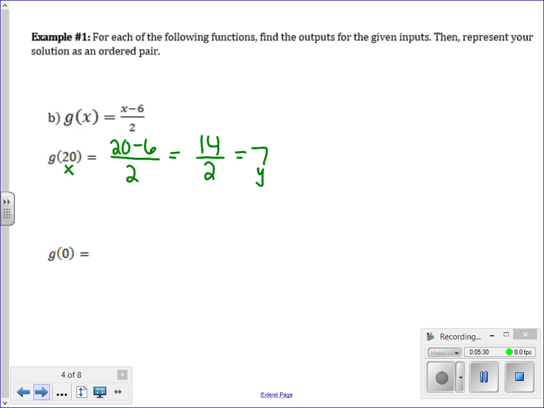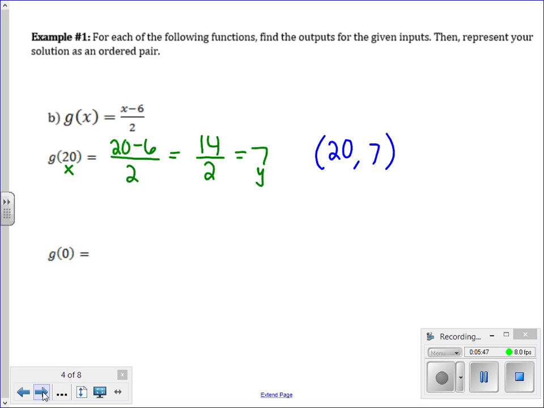Right, that 7 is a y value. So my ordered pair solution is 20, comma 7. That's the ordered pair that represents the 20 as the input and getting 7 as the output.